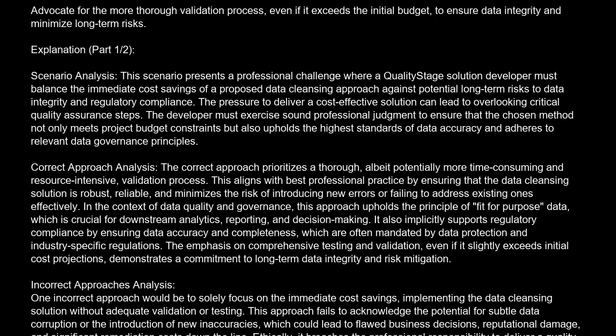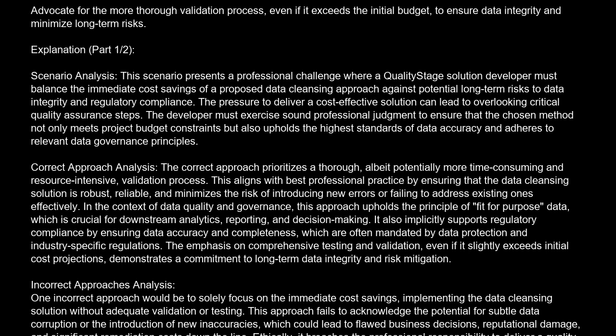The correct answer is B. Advocate for the more thorough validation process, even if it exceeds the initial budget, to ensure data integrity and minimize long-term risks. Explanation. Scenario analysis. This scenario presents a professional challenge where a QualityStage solution developer must balance the immediate cost savings of a proposed data cleansing approach against potential long-term risks to data integrity and regulatory compliance. The pressure to deliver a cost-effective solution can lead to overlooking critical quality assurance steps.